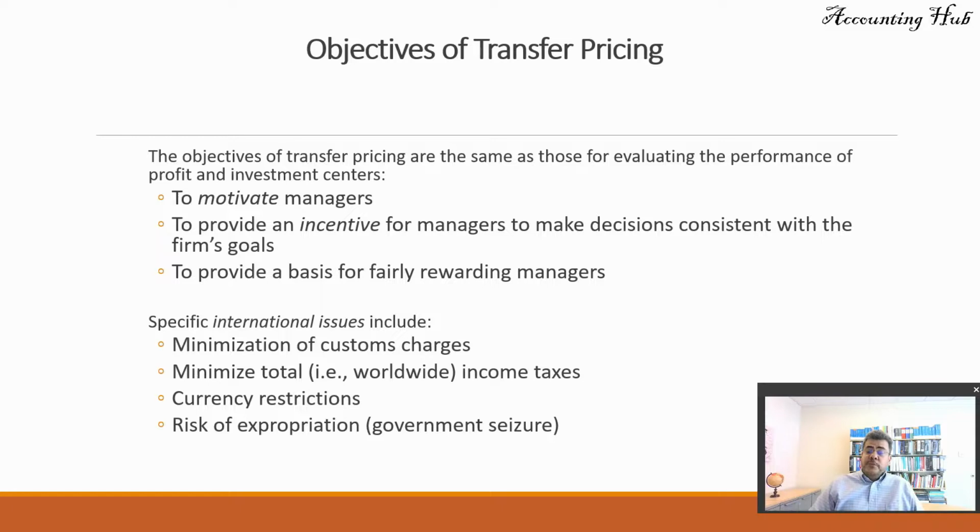The objectives of regular transfer pricing are to motivate managers, provide an incentive for managers to make decisions, and provide a basis for fairly rewarding managers. Especially here, in international transfer pricing, we are not talking about the same company, Division A, Division B. We are talking about a company in country A and its subsidiary in country B. So legally and for income tax, they are two different companies following two different standards and legal procedures because they will be in different countries.